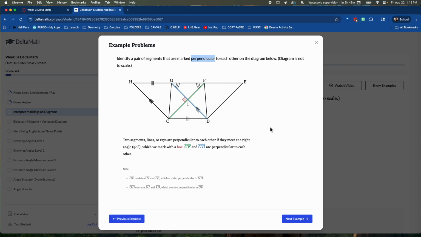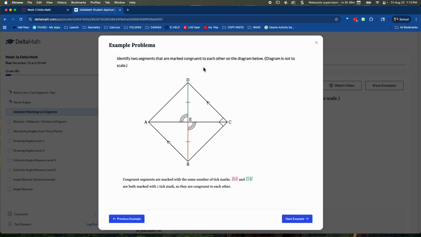Perpendicular is a really long word that just means 2 lines that intersect with a right angle. So because the blue line and green line intersect with a right angle, that means that they are perpendicular. Congruent is when a pair of things have the same markings. So this says 2 segments that are congruent. Well, DE is a segment, and it's congruent to BE, which is also a segment.